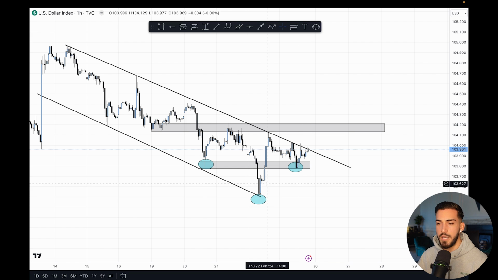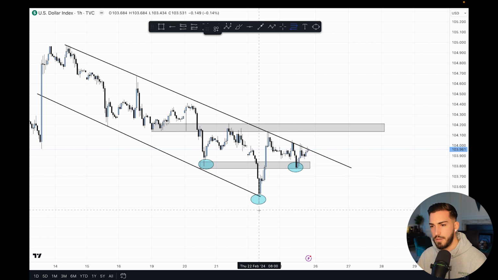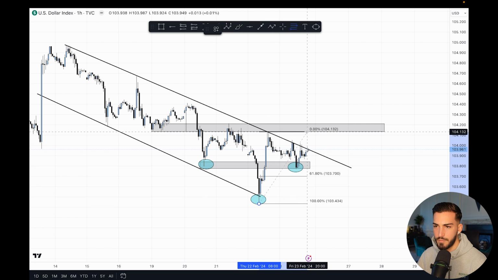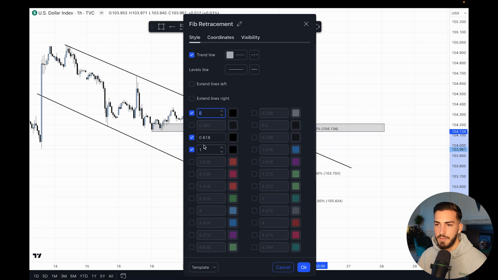So let's also see what Fibonacci level that came down to, because that will be interesting. If I go to here, most likely the 50%.